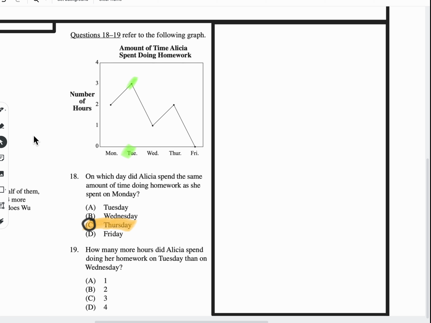And on Wednesday, she spent 1 hour doing homework. Therefore, Alicia spent 2 more hours doing homework on Tuesday than she did on Wednesday, as we subtract 1 from 3. Our answer is B, 2.